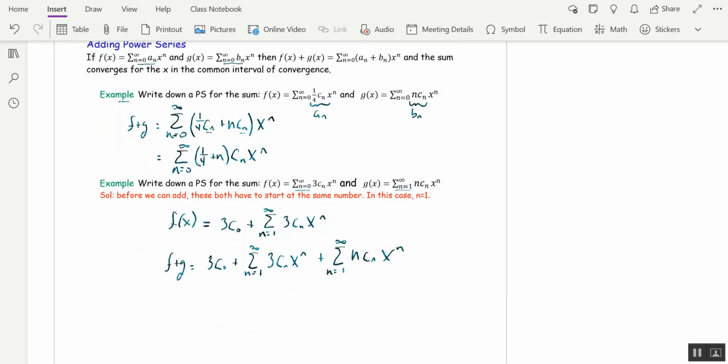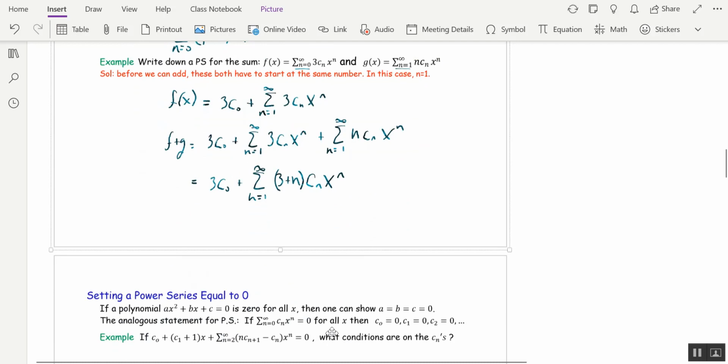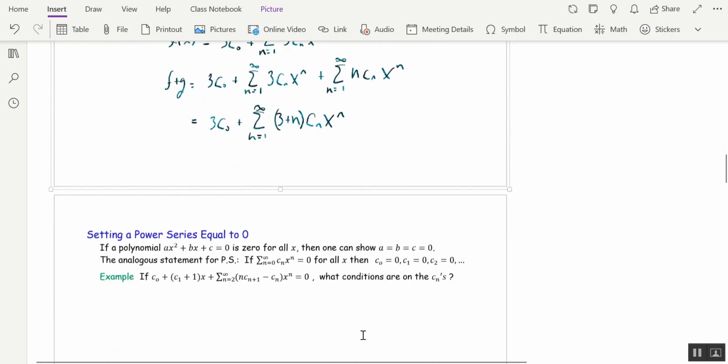And now I can add, so that's equal to 3c0, that guy just hangs out there, and then a single summation sign, 1 to infinity, and 3cn plus ncn is (3 plus n) times cn, and then x to the n. Okay, another skill we're going to need is setting power series equal to 0.